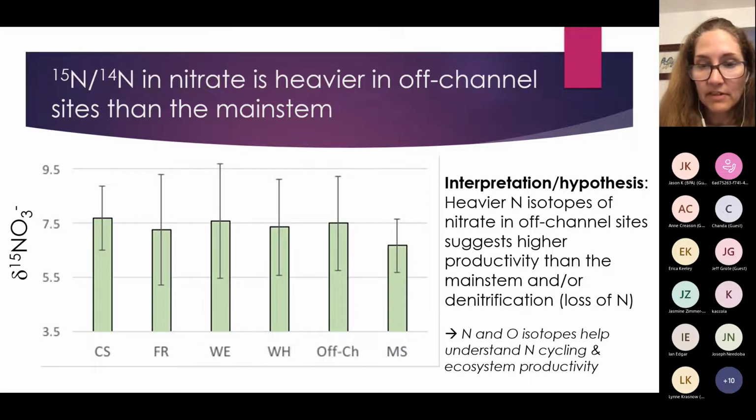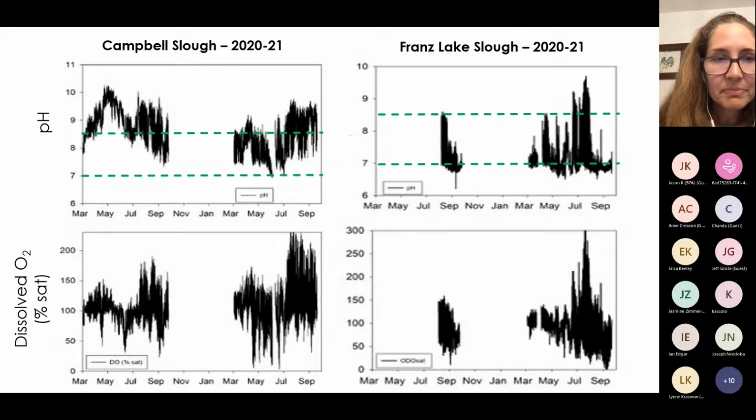That is, they are more productive than the main stem, which is consistent with a hypothesis that off-channel sites are more productive. This has been seen in estuaries elsewhere. It's not surprising, but this is another way to look at that and to try to get a handle on the rates of productivity without actually measuring the rates of productivity. And we also have oxygen isotopes that can help us try to distinguish the sources of the nitrate that's coming in. That's a work in progress as well, but I think it's an interesting indicator.